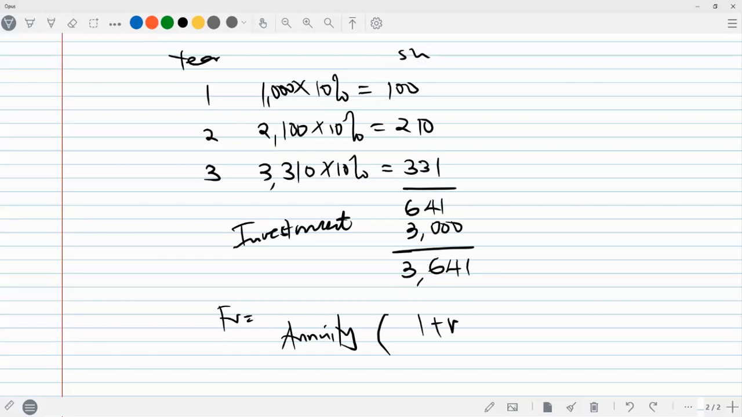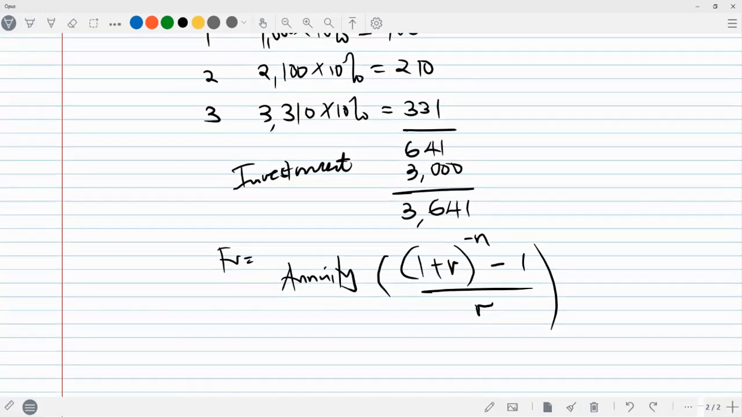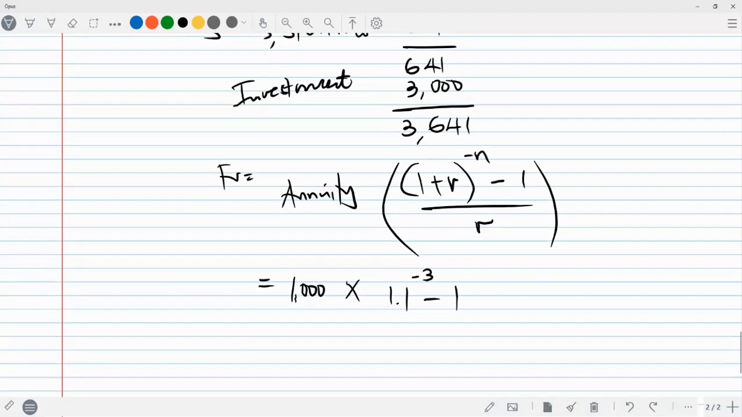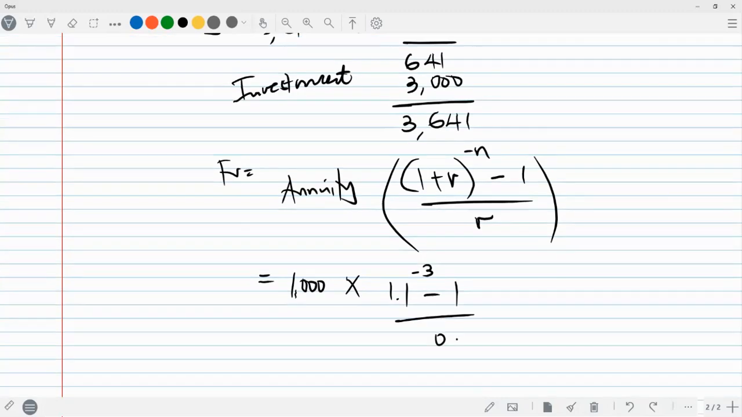r, the power of n, minus 1, and we divide by r. So let me just extend this bracket here. Okay, there's a formula you can use in case you want to compound an annuity. So applying the formula, r is the discount rate, n is the number of years. The annuity is 1,000, the equal cash flow you are investing every time period, times 1.1 to the power of 3, minus 1, divided by r, which is 10%, 0.1.